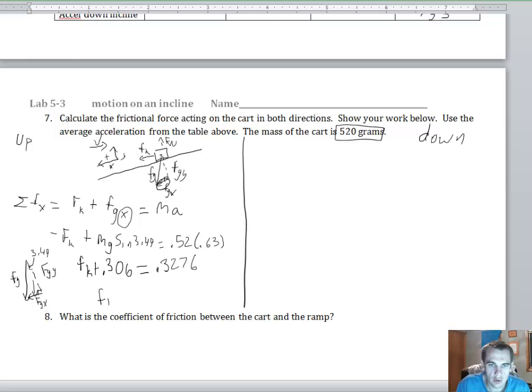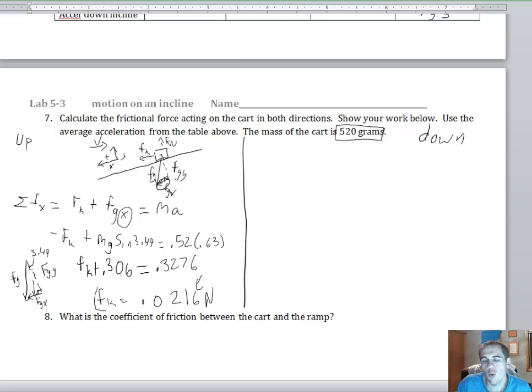Subtract this over, and I get Fk equals, let's see, 6 minus 0 is 6, 7 minus 6 is 1, 2 minus 0 is 2, and 3 minus 3 is 0. 0.0216 newtons. This is a very, very small force, but then it's a very frictionless cart, so I expect it to be small. Okay, so this is the frictional force as the cart moved up the incline.